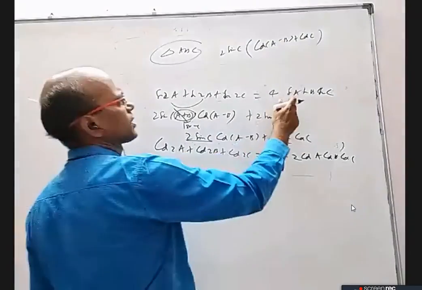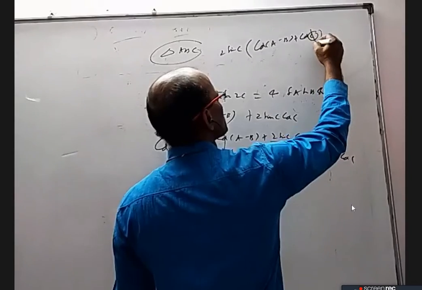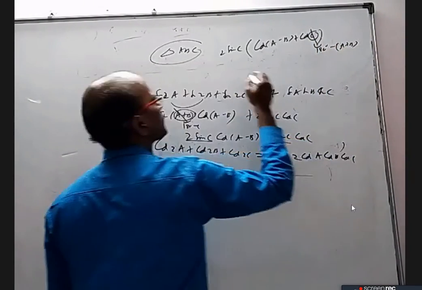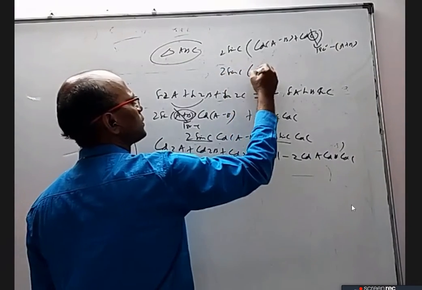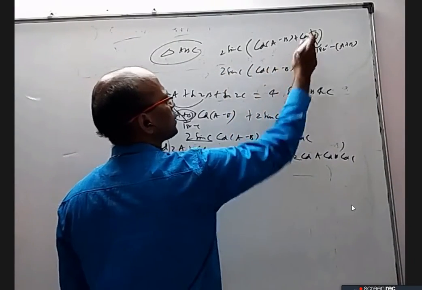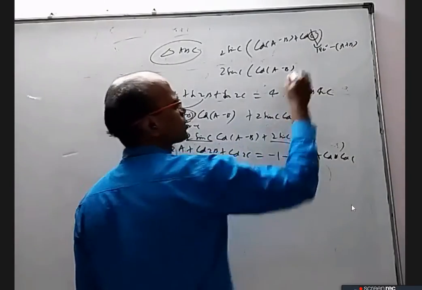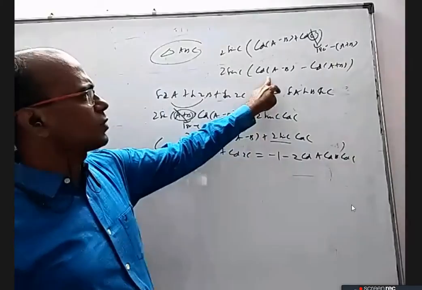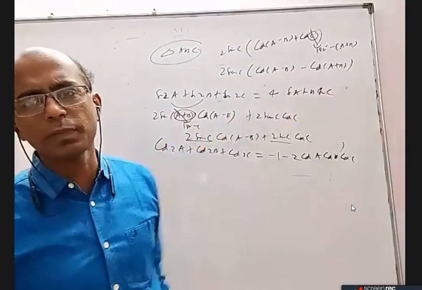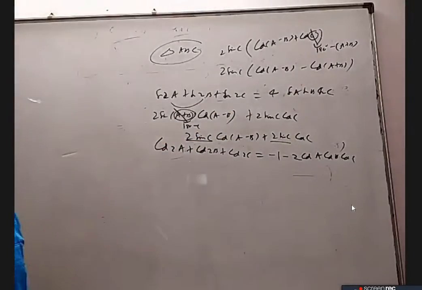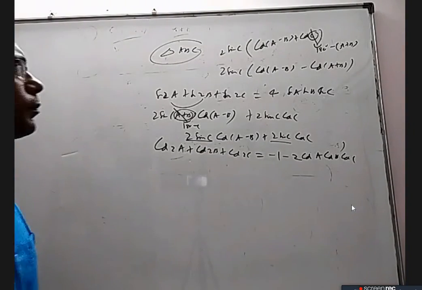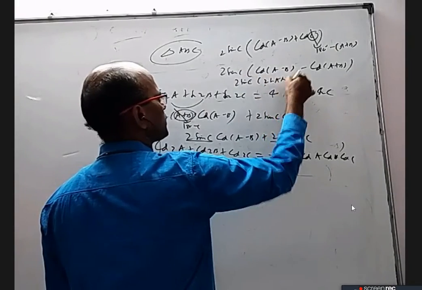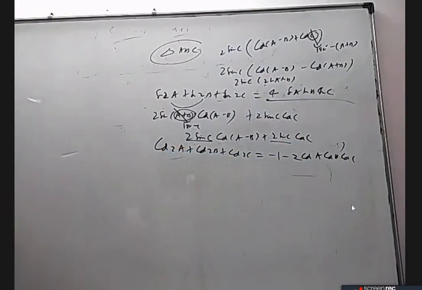Now, how to get further? In the place of C, you write 180 degrees minus (A plus B). 2 sin C cos (A minus B). Cos (180 minus theta) is minus cos theta, so we'll get minus cos (A plus B). And what is the formula for cos (A minus B) minus cos (A plus B)? 2 sin A sin B, right? Yeah, so we'll get 2 sin A sin B, which gives this 4 sin A sin B sin C.